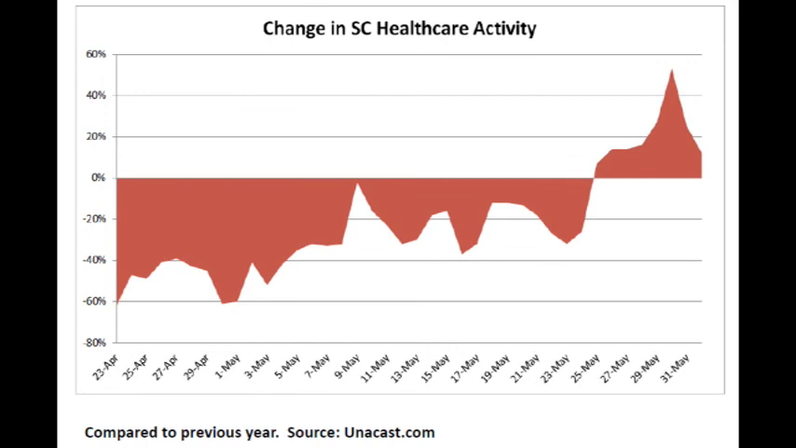Lastly, change in South Carolina healthcare activity. This graph looks at the change in healthcare activity in 2020 as compared to the same time in 2019. As you can see, healthcare activity was down, and down as much as 60% in early May. However, by around May 25th, activity in South Carolina went from being down to being up, and up as high as 50%.